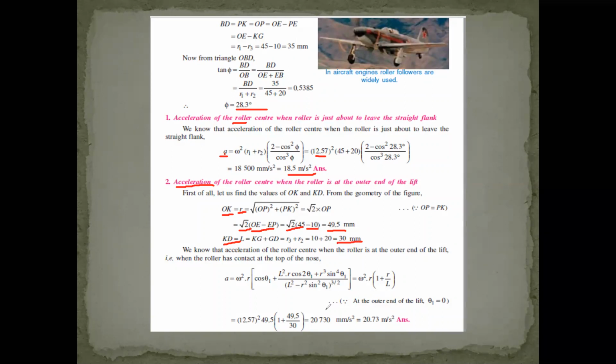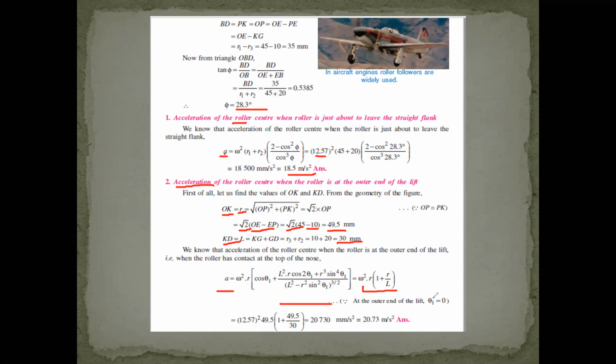So that means it is the second case, when the roller has contact with the nose circle. Then the acceleration value is a equals to, the bigger formula is there: omega square r into (cos theta 1 plus (l square r cos 2 theta 1 plus r cube by sin power 4 theta 1) by (l square minus r square sin square theta 1) to the power 3 by 2). That is also similarly to write here at the outer end of the lift.